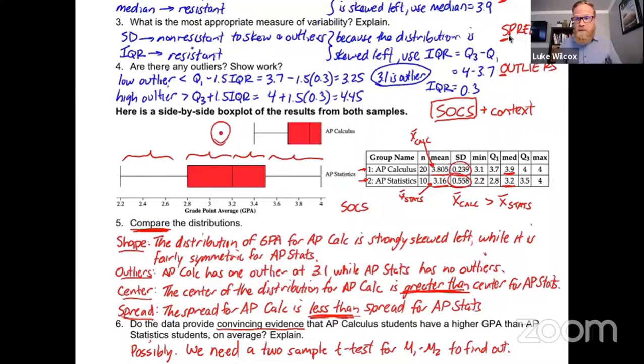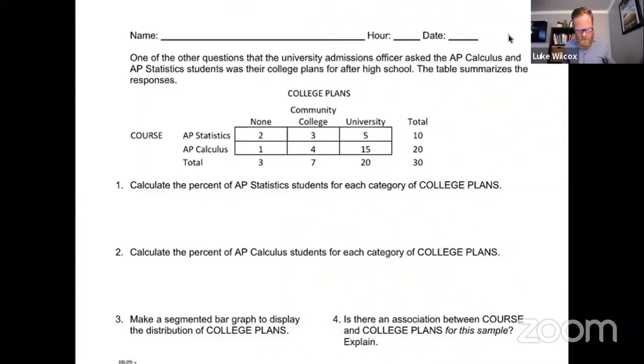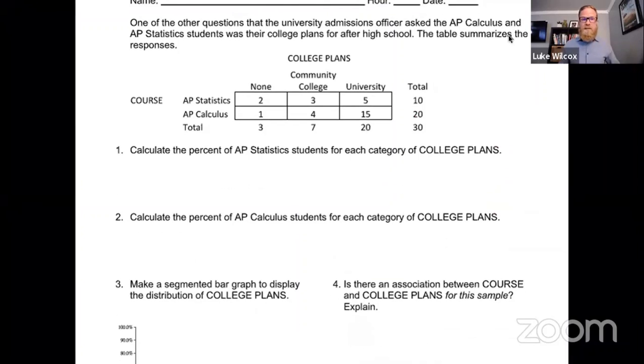All right, so I think that's it for this particular part of the activity, and we are ready for page 2. So if you want to slide on over. And we've got a little bit different context here to start out. All right, so here's what it says. One of the other questions that the university admissions officer asked the AP Calculus and AP Statistics students was their college plans for after high school. The table summarizes their responses. Okay, so I notice here in the table that we've got the course listed on the left. We have our two groups, our AP Stats students and our AP Calculus students.